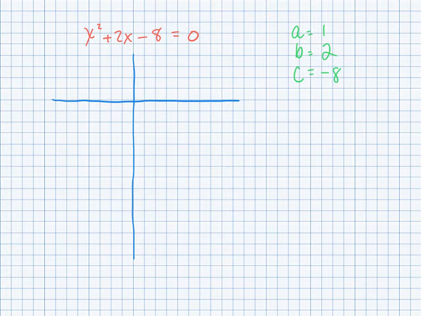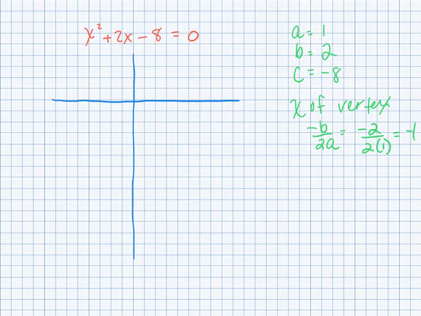So the first thing after you find A, B, and C, you're going to find the x of the vertex. And this is what we're going to use to graph it on our calculator because it'll help us a lot. To find the x, you do opposite of B over 2A. So B is 2, so it's -2 over 2 times 1, which is -1.